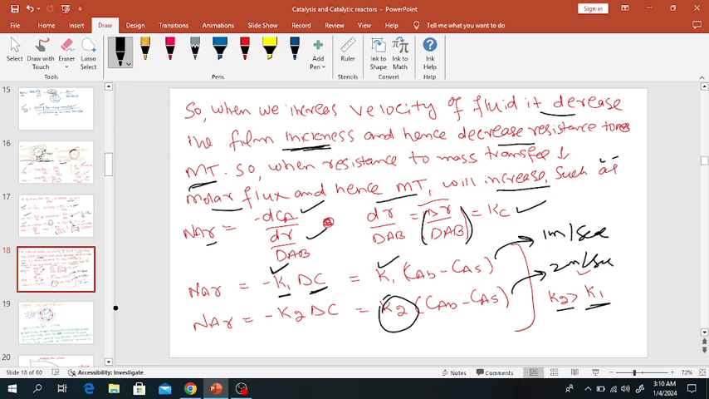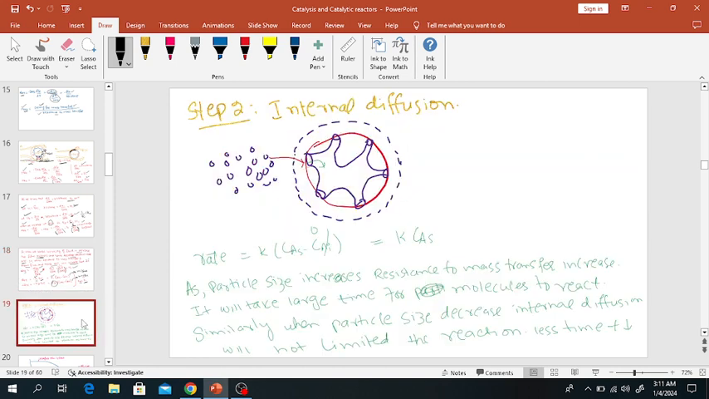So K2 is greater than K1. When we increase the velocity of the liquid, the stagnant liquid film thickness will decrease, and hence the mass transfer rate will increase. Now this was step number 1. Now we will discuss step number 2, which is internal diffusion.